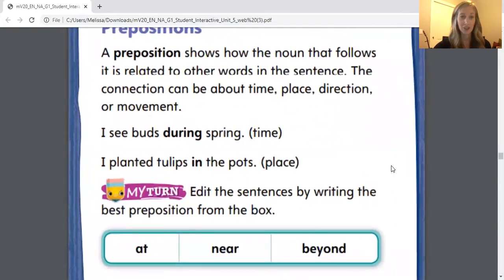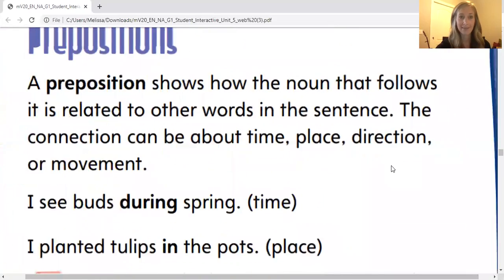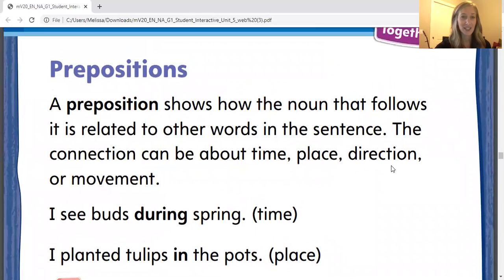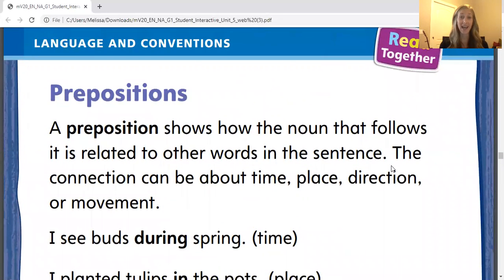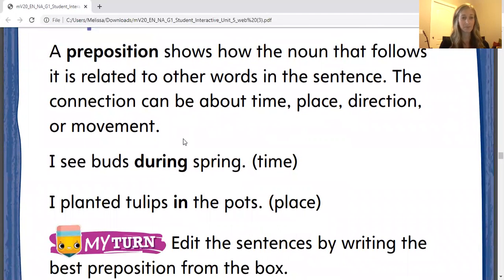So what is a preposition? A preposition shows how the noun that follows it is related to other words in the sentence. The connection can be about time, place, direction, or movement. So here are two examples.